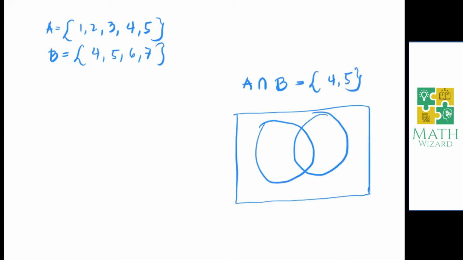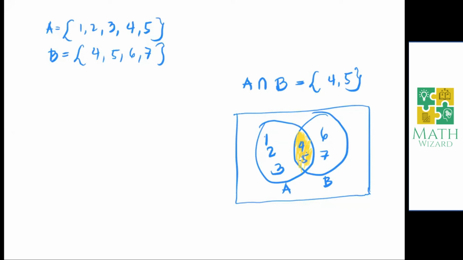Drawing natin na this is 4. For letter B, 4, 5, 6, and 7. For our letter A, we have 1, 2, 3. And then, ano yung A intersection B? Ito yon. Ano yung intersection nila? This is the intersection. That's the intersection. So therefore, ang sagot natin is 4 and 5. Kasi nandito si 4, nandito si 5.